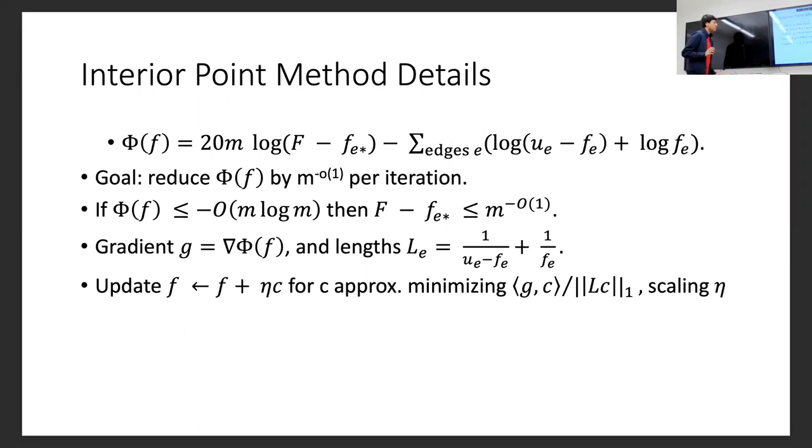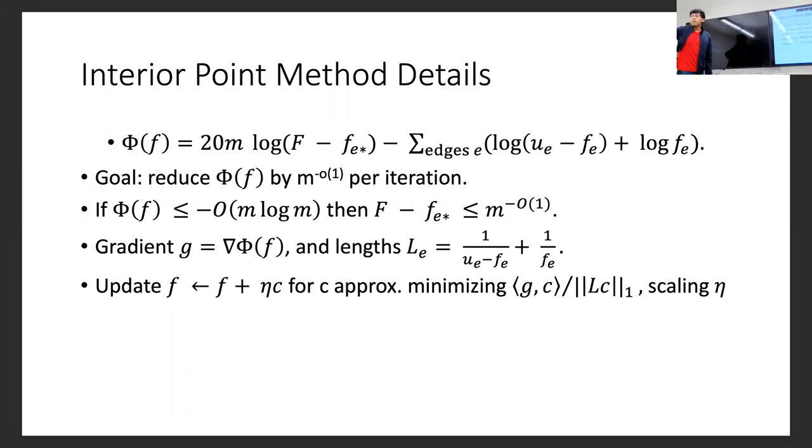then the definition of the gradients and lengths actually is very natural. The gradient is just the gradient of this potential. And the lengths are the square root of the Hessian of this second part. So it's 1 over u_e minus f_e plus 1 over f_e. Remember that we actually don't care about approximation, so there's actually some flexibility in how you define the gradients and lengths, because we're willing to lose approximations. But that's the intuition for where these come from. You have this potential function, and the gradients are the gradient of the potential function, and the lengths depend on the second part. Think of it as like the derivative of log is 1 over that and 1 over that. So that's what it is.